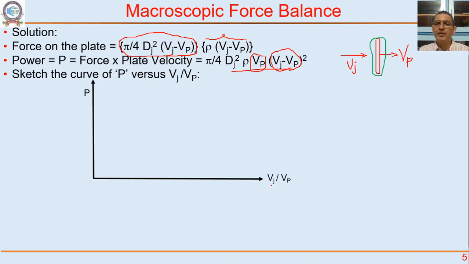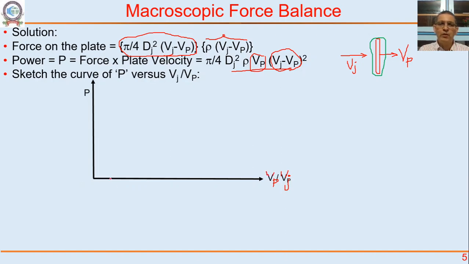So if you plot in terms of Vj by Vp, sorry, let me make a change. This should be Vp by Vj. Sorry about that, typing mistake. It is Vp divided by Vj.